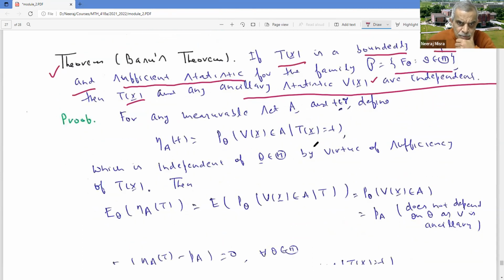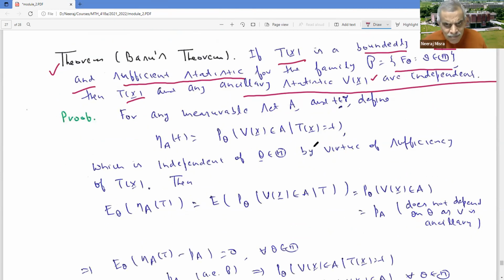All right, so let us try to prove this. For any measurable set A, so if you're not comfortable with measurable sets, you may say any set A, and T belonging to tau, define eta_A(t) to be the probability that V(X) belongs to A given T(X) equals t. Because I have to show that V and T are independent. So if I can show that this eta_A(t) does not depend on t, I'm done, because then the conditional probability does not depend on the value of T, and that would prove that V and T are independent. So I need to show that eta_A(t) is independent of t. Now, first of all, note that T is sufficient. So the conditional distribution of X given T does not depend on theta.